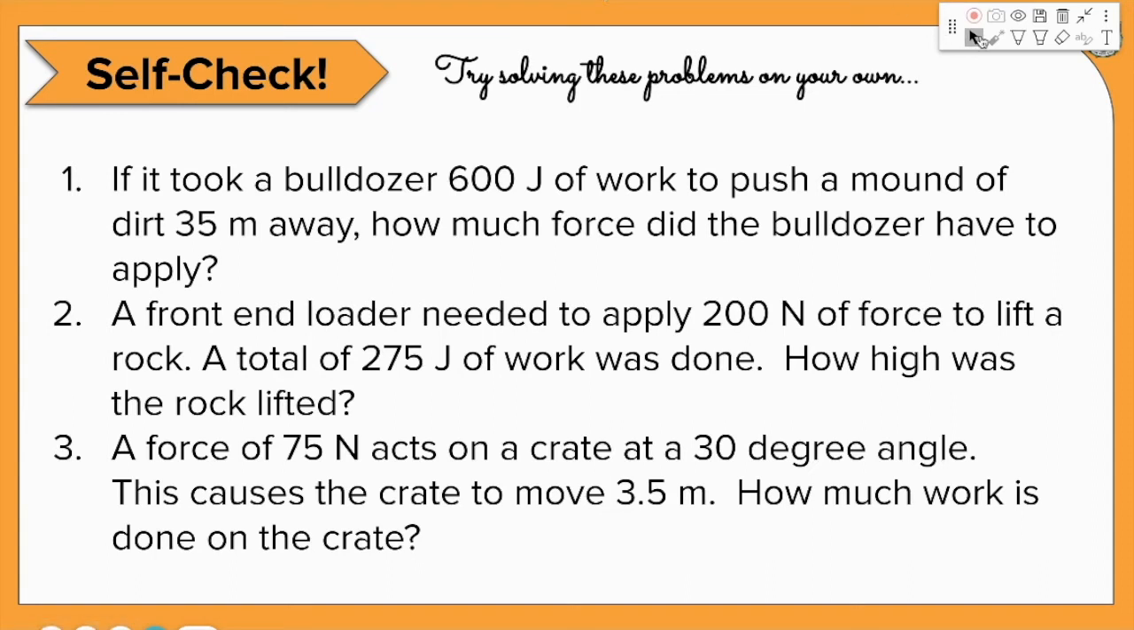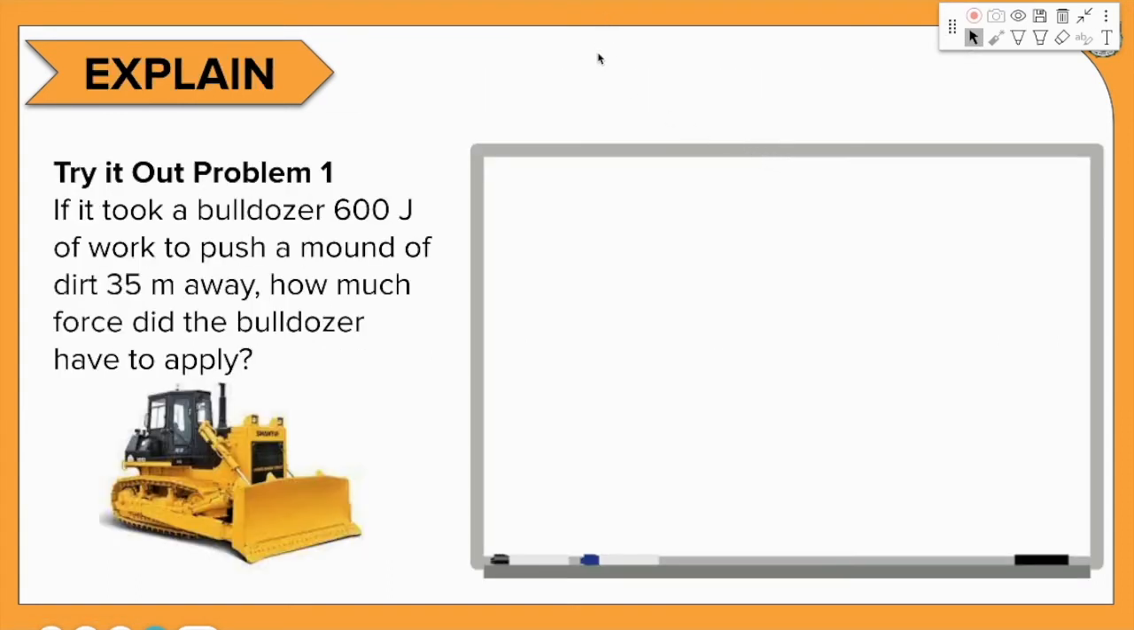Okay, so let's have the first one. If it took a bulldozer 600 joules of work to push a mound of dirt 35 meters away, how much force did the bulldozer have to apply? All right, so this is the bulldozer, no? So it's a big machine in order to do a big amount of work for lesser time, and also it's something that helps us humans to do our work much faster and much easier.